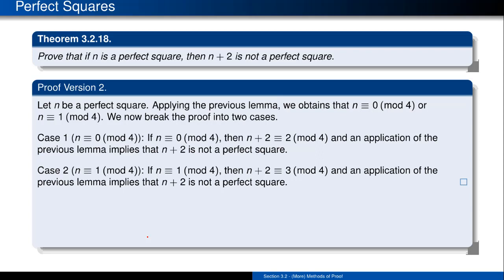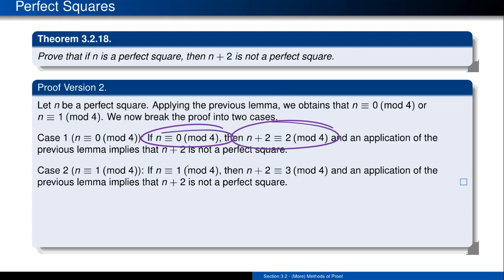And my goal now is to show that n plus 2 is not a perfect square. Well, if I look at n plus 2, I know that n plus 2 is going to be congruent to 2 mod 4 in the first setting because I start with that, and adding 2 is going to leave me at 2 because I started at 0, and then 0 plus 2 is just 2. So I know that n plus 2 is going to be 2 mod 4, so then that previous lemma is going to in fact tell me that n plus 2 is not a perfect square.